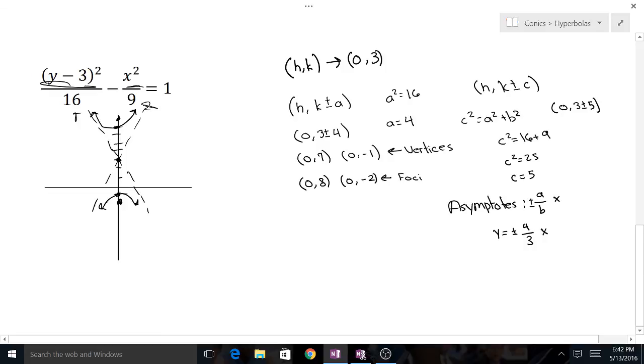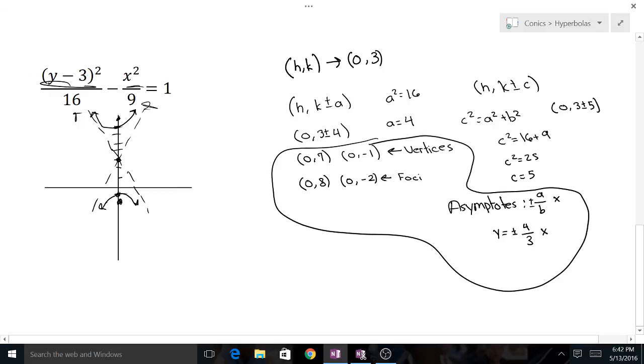But as long as you have what they should be, and you have the vertices and foci, you're well on your way.